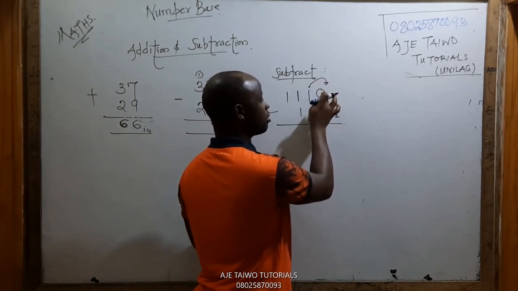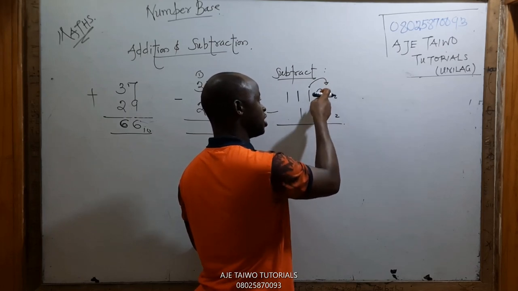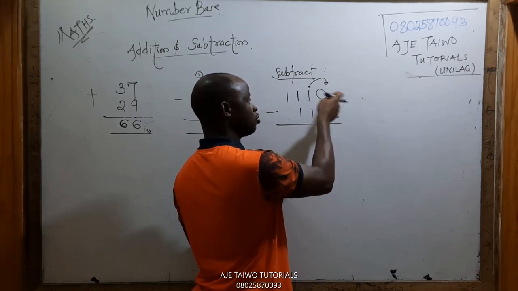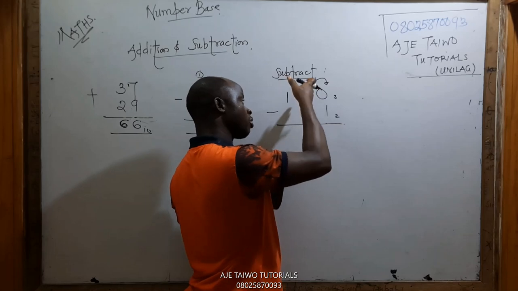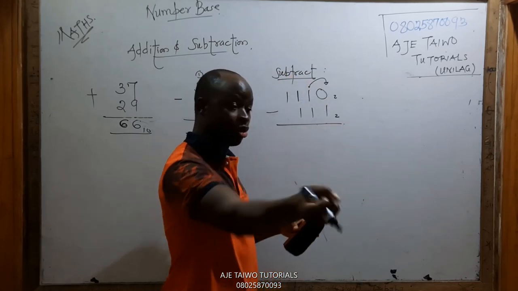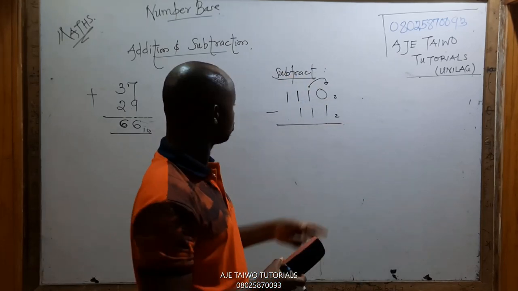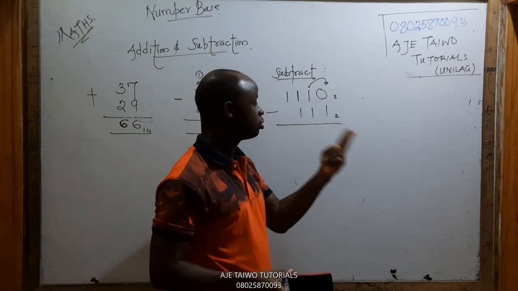That's what? 1 has come here. That means you have brought 2 here now. This one is now 2 plus 0, that's now 2. When you borrow from anywhere to anywhere, it's the base you are borrowing. That's the meaning, please. Take note. So you borrow 1 to here and you borrow 2. So 2 is now here.